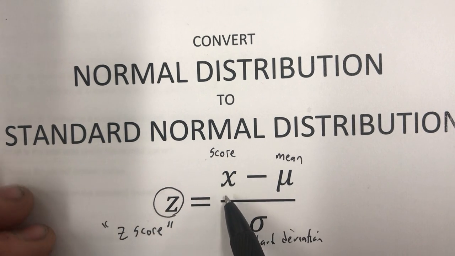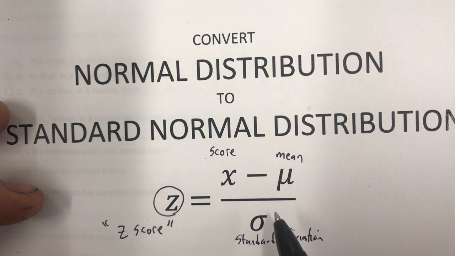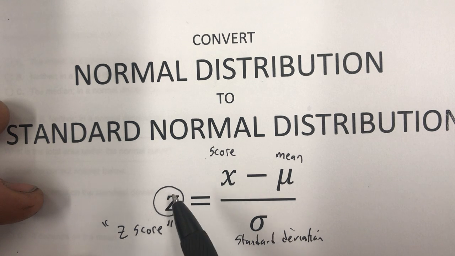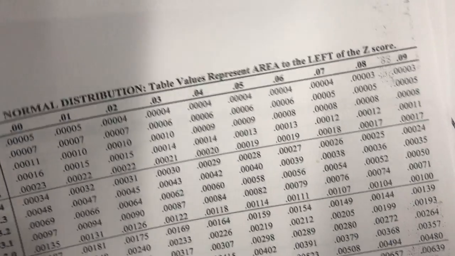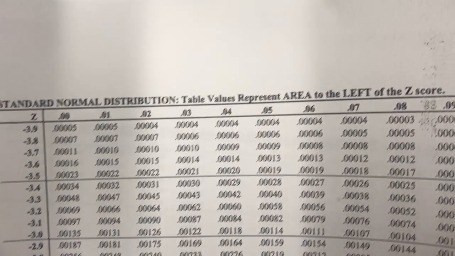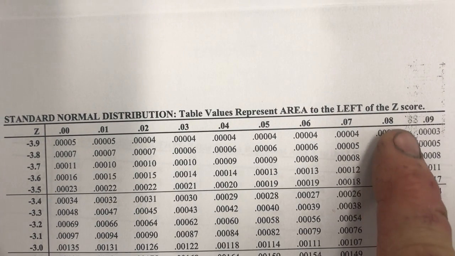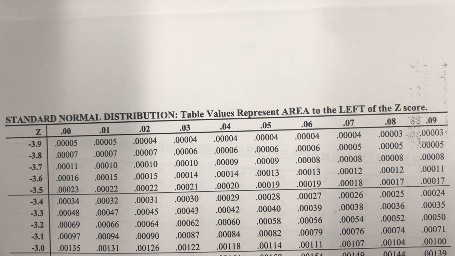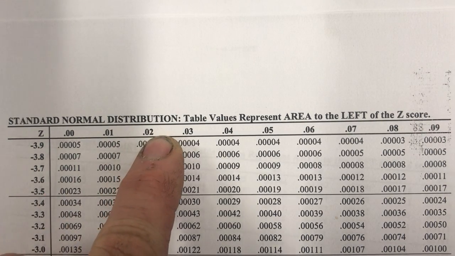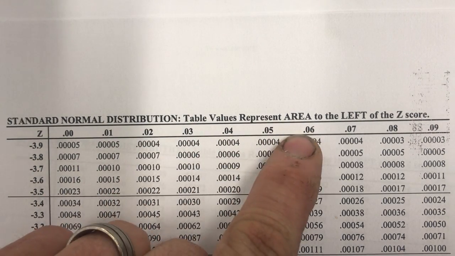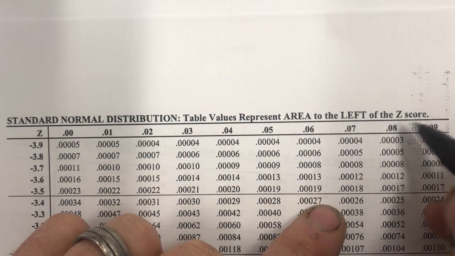And you just do X minus the mean, and then divide that by the standard deviation, and that converts to a z-score. Now, what do we do with the z-score? Okay, so we've got this table. This is called a z-score table. And if you notice, this says standard normal distribution. Table values represent area to the left of the z-score.